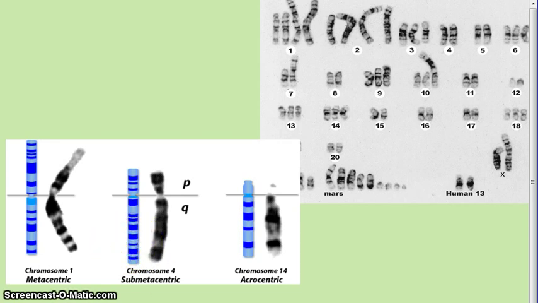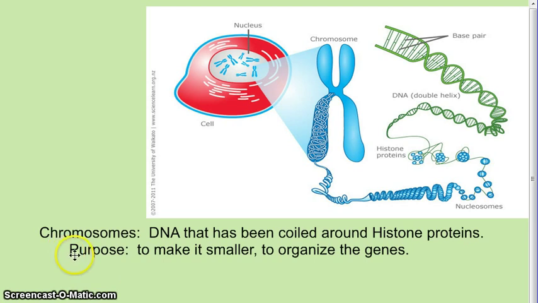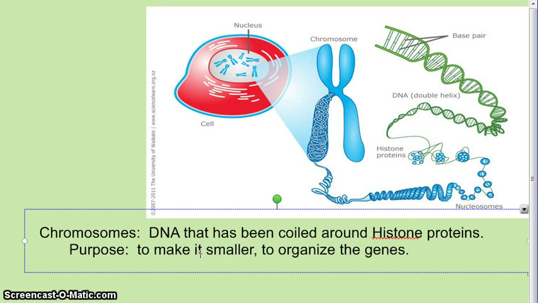DNA, genes, and chromosomes. You need to be able to draw it. You need to be able to label the parts. And then you need to be able to write a sentence or two about what each part means. And when it comes to the chromosome in particular, you need to know why they're made. They're made to make the DNA into a smaller package and to organize the genes.